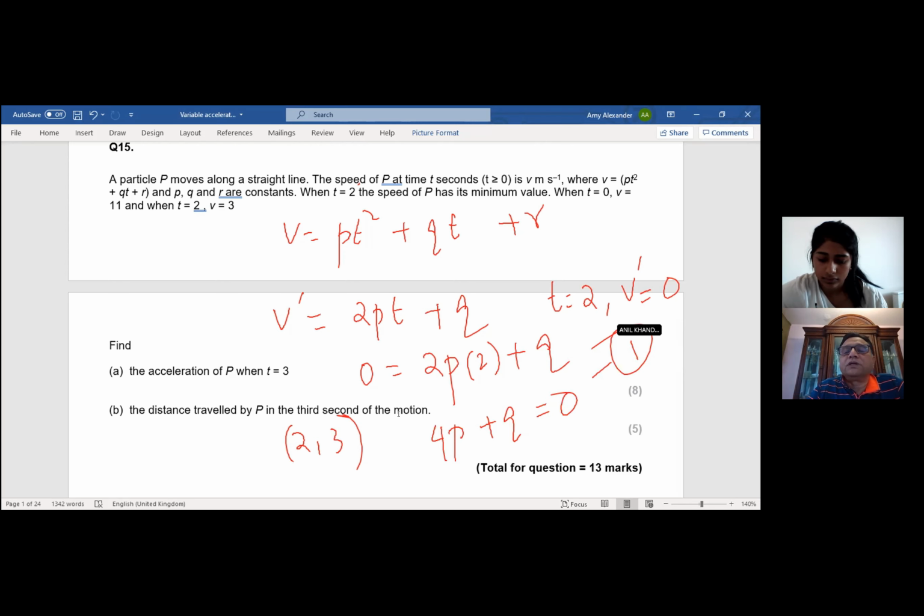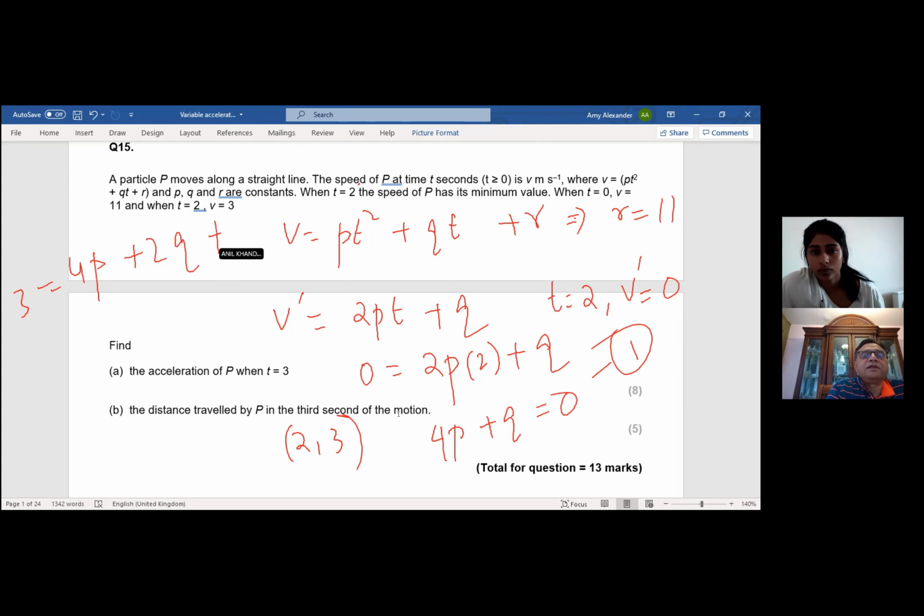Now it also gives me two other conditions. When t is 0, v is 11, which clearly indicates that r is equal to 11. Is that clear to you? And when t is 2, v is 3. So we know the value of r. Now you plug in 2 for t and 3 for v. So we get 3 equals 4p plus 2q plus 11. Bringing it to this side, 3 minus 11 is minus 8, equals 4p plus 2q, and you can divide this by 2, so minus 4 equals 2p plus q.